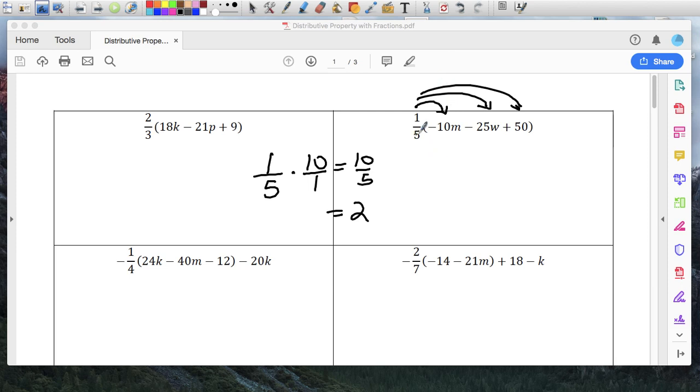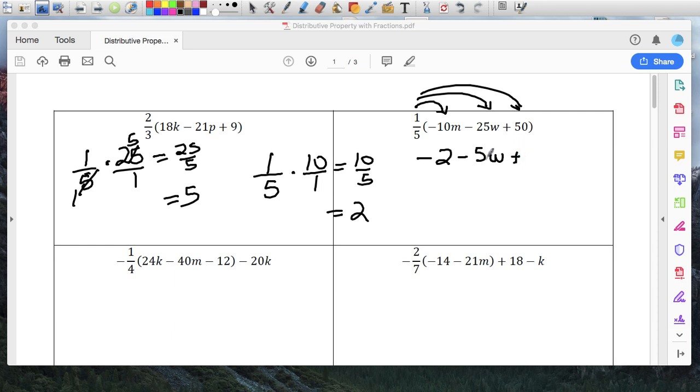In this case, it's a positive times a negative, which is a negative, and we just showed that it's negative 2n. Next, 1/5 and negative 25w. I know it's going to be negative, since a positive times a negative is negative. Multiply 1 times 25, which is 25, and 5 times 1 is 5, then divide 25 by 5, which is 5. Or you can just divide by 5 right away. So 1/5 of negative 25w is negative 5w.